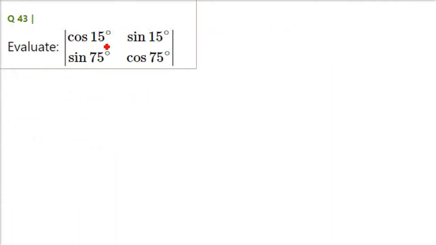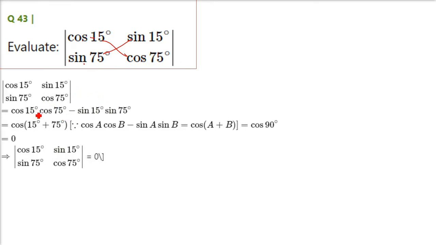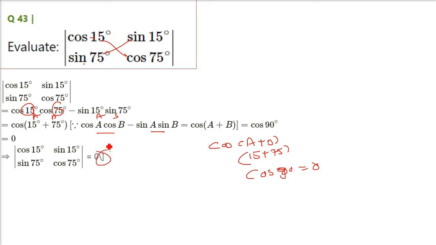So this you can directly use, do it, and you will have to use the trigonometric identity. So cross multiply: cos 15 cos 75 minus sin 75 sin 15. So cos A cos B minus sin A sin B, you get cos(A plus B). So what is A here? A is 15, B is 75. So A plus B is 75 plus 15, which is 90. So cos 90 it will be. And cos 90 is simply 0. So the answer is 0 here.